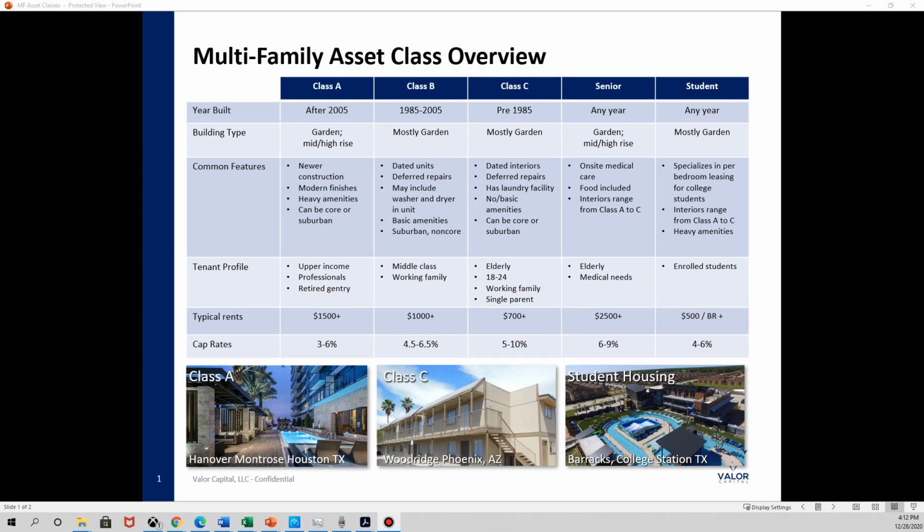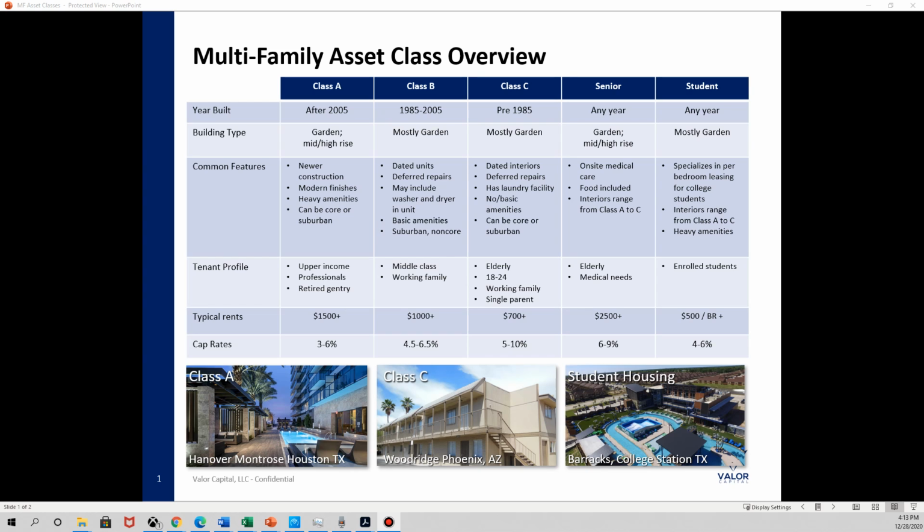In Class B, you're going to typically have washers and dryers in the units, and the build outs of the units are going to be fairly nice, and the properties are generally pretty well maintained. The finishes might be dated in the units, but overall, they're going to have a more modern feel than what you saw in the original Class C properties.